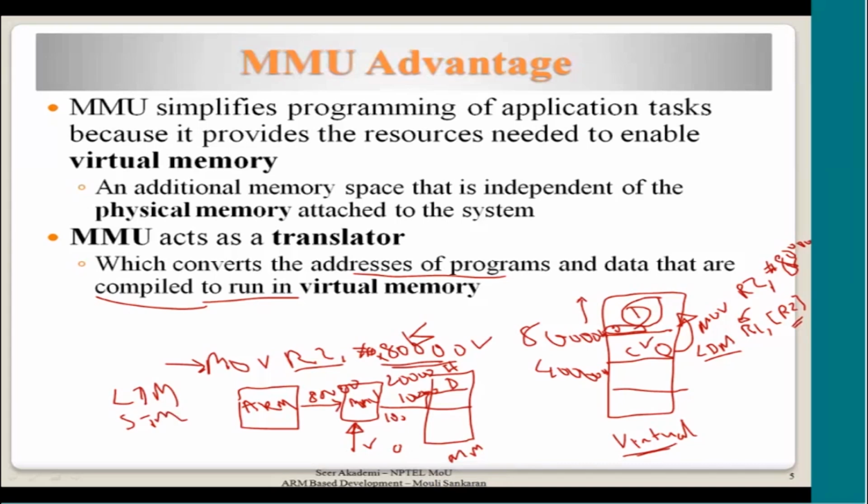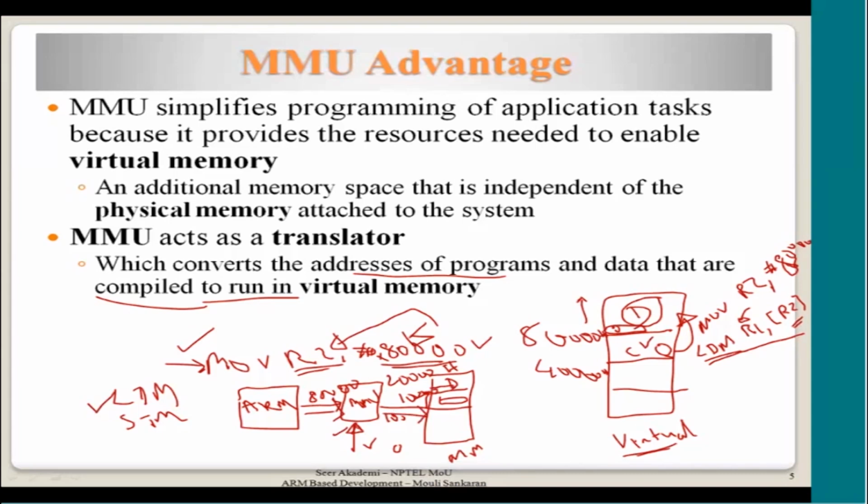Remember, in this instruction the translation is not happening, because this is only moving a constant into the register R2, which is stored here as 80,000. Maybe in the code 80,000 is stored as part of the code that gets copied into R2. But when the load instruction is executed, whatever is the content of R2 is going to be put on the address bus. So 80,000 is going to come out when this instruction is executed. At that time the MMU is active, looking at the address, and it translates it.